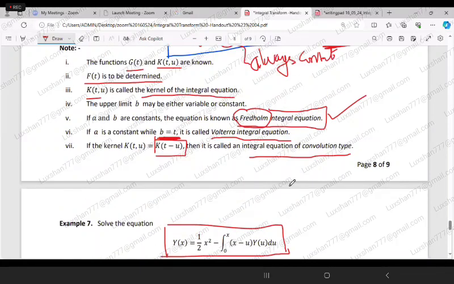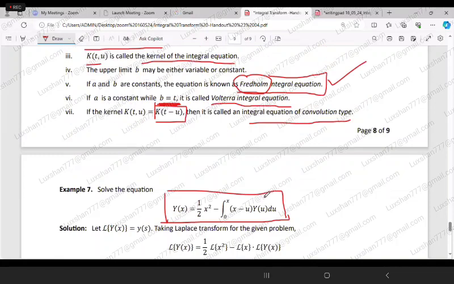Okay. Now our variable is x. So we have to find capital Y(x). That is the aim of solving this equation. Now, if you look at the limits, the upper limit is a variable. So since it is a variable, it's actually a Volterra integral equation.